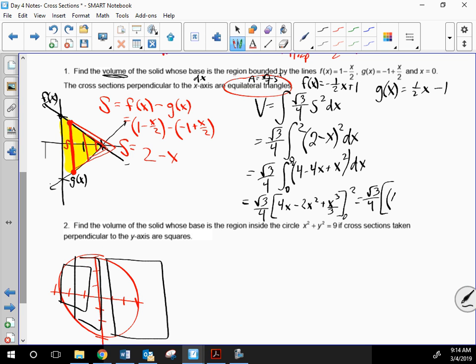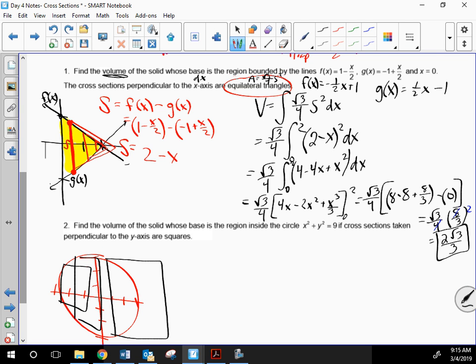Over 2, put it in, I get 8 minus, is that 8? Yeah. Plus 8 over 3 minus 0. So our answer is, those cancel. So we get 8 root 3 over 12, or we can simplify that. Okay, I'm getting ahead of myself. I'm sorry. Root 3 over 4 times, let's simplify out to just 8 over 3. Let's reduce. So I get 2 root 3 over 3.